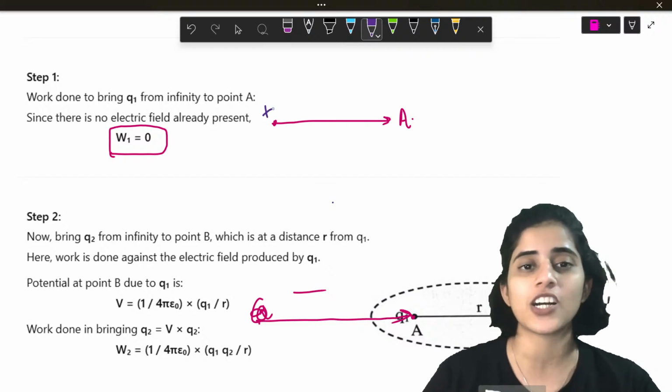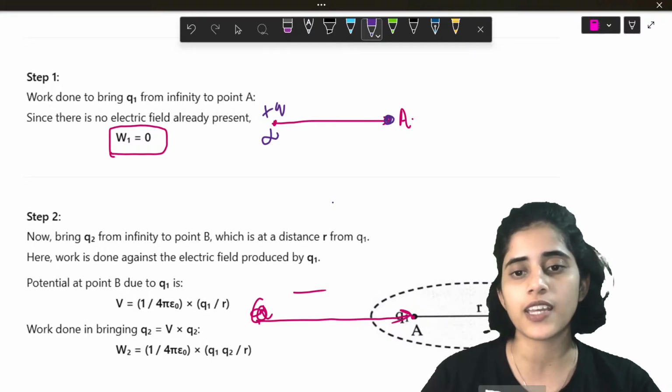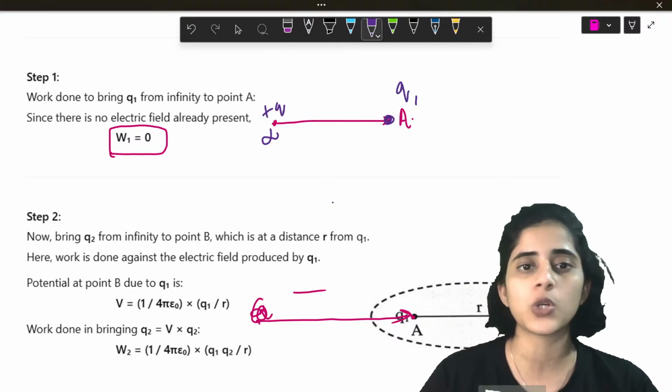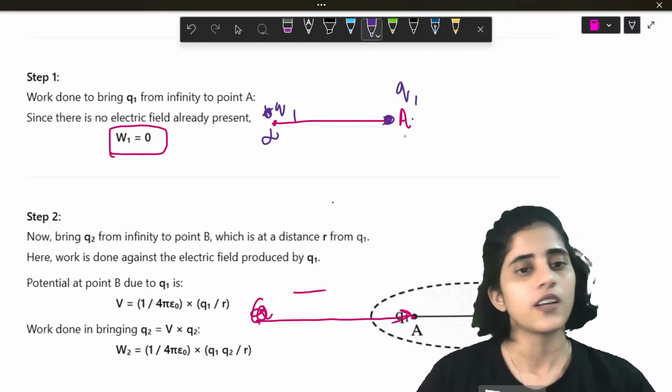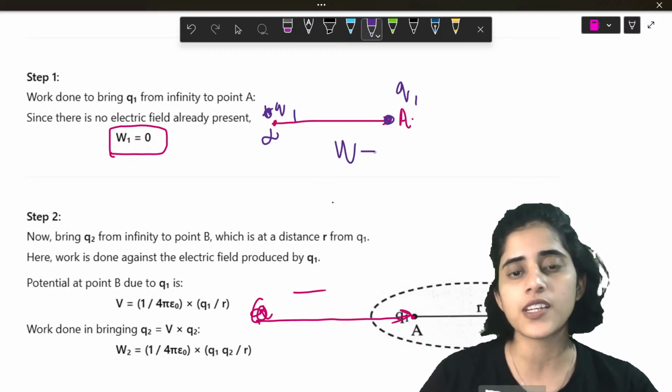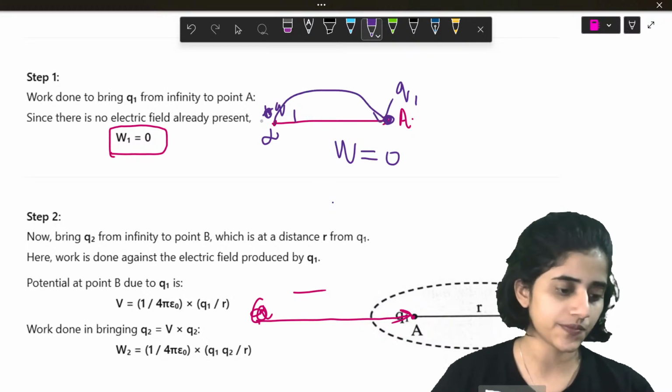So, the charge plus Q comes from infinity to point A. Now I have Q1 here; let's not put plus Q, I will just put Q1. The work done for this is zero, from infinity to bring it till A.